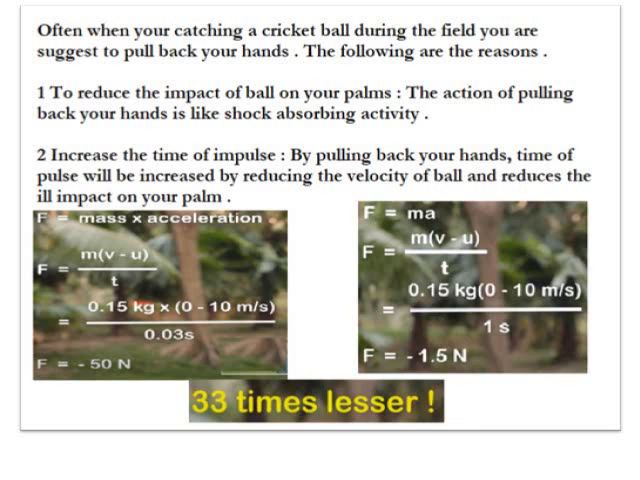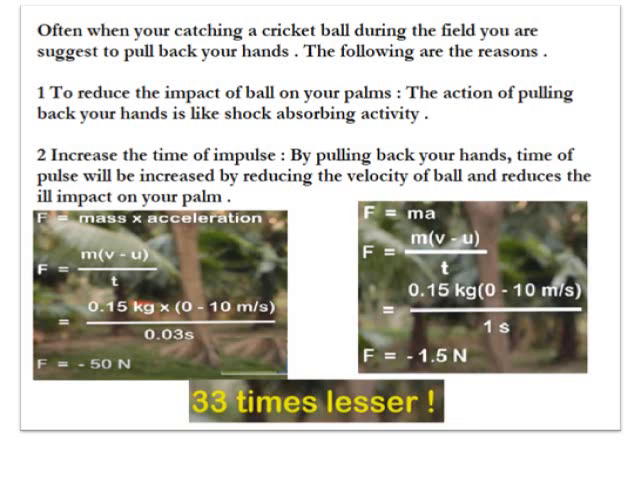So putting all the values in the formula m into v minus u by t, we get a result of minus 15 newtons. The minus sign indicates it is a retarding force. So let us neglect that. So the force when the cricketer is catching the ball in less time, that is 0.03 seconds, without moving his hands, is 50 newtons.